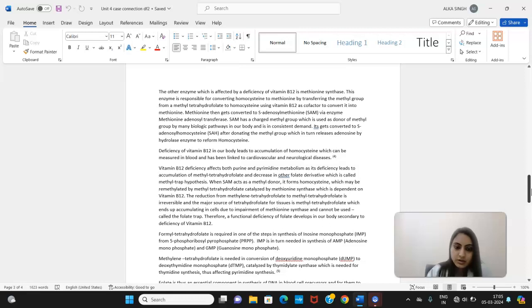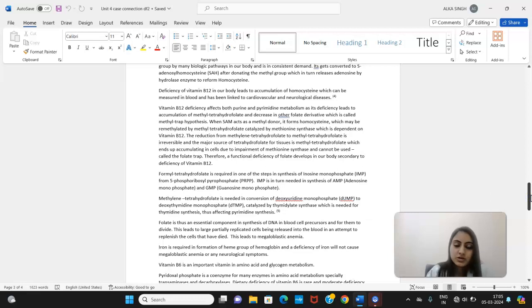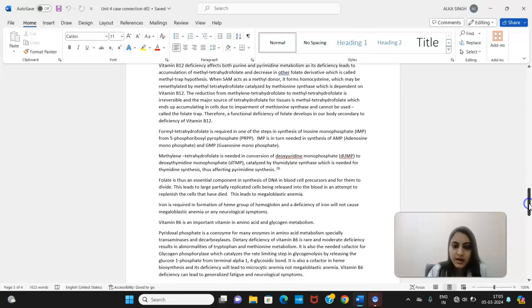It gets converted to S-adenosylhomocysteine after donating the methyl group, which in turn releases adenosine by a hydrolase enzyme to reform homocysteine. Deficiency of B12 in our body leads to accumulation of homocysteine, which can be measured in the blood and has been linked to cardiovascular and neurological disease. Vitamin B12 deficiency affects both purine and pyrimidine metabolism, as its deficiency leads to accumulation of methyltetrahydrofolate and a decrease in other folate derivatives, which is called the methyl trap hypothesis.